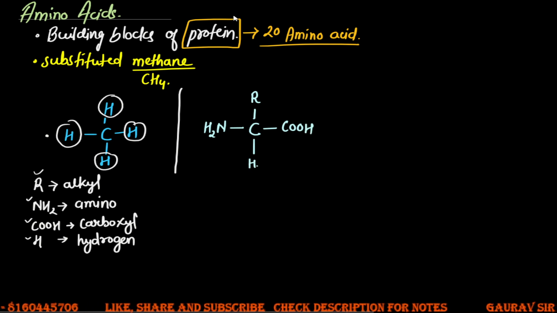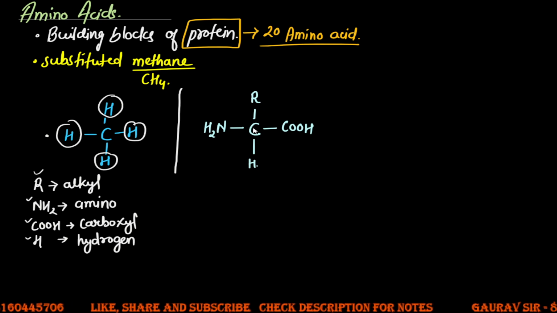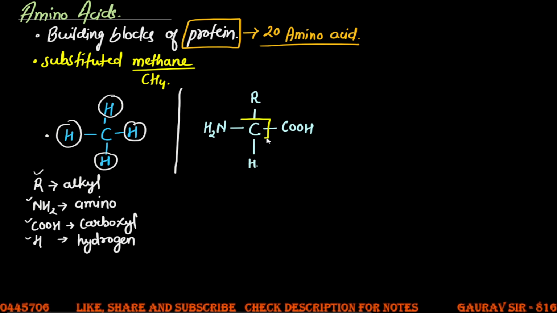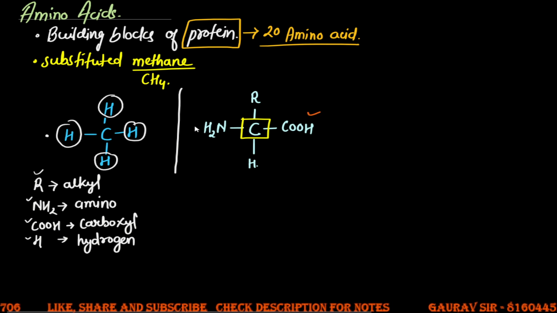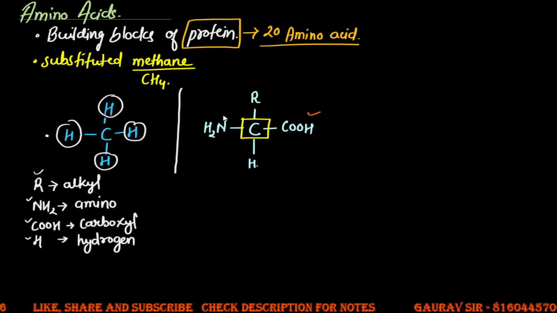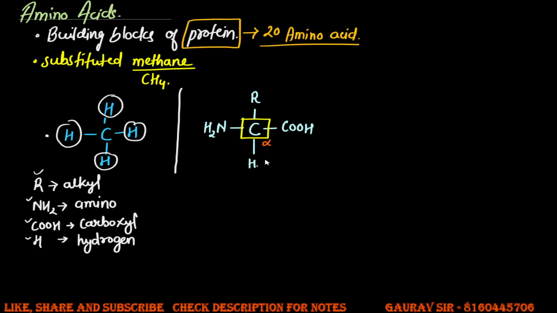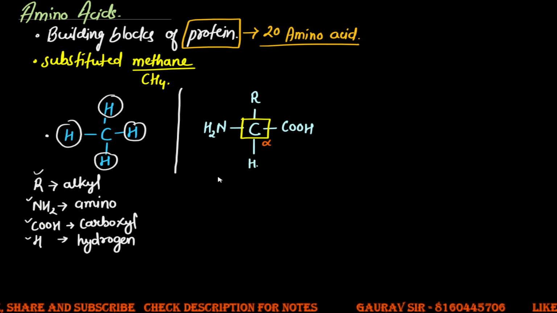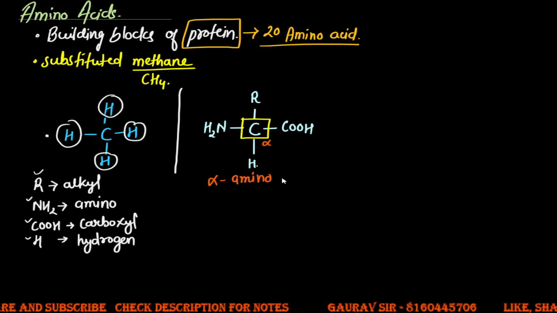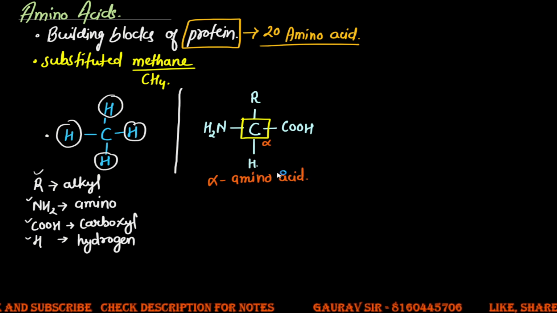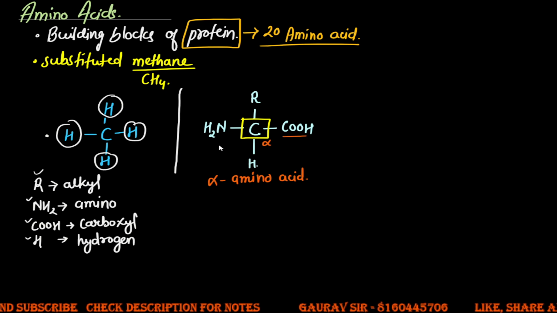Now, if you look at this structure and observe closely, you find on this carbon we have got 2 groups attached, the carboxyl group and the amino group. So this carbon is called the alpha carbon, and the amino acid can also be called an alpha amino acid. Okay, the amino acids would also be referred to as alpha amino acids because on the same carbon they have got 2 different functional groups attached.